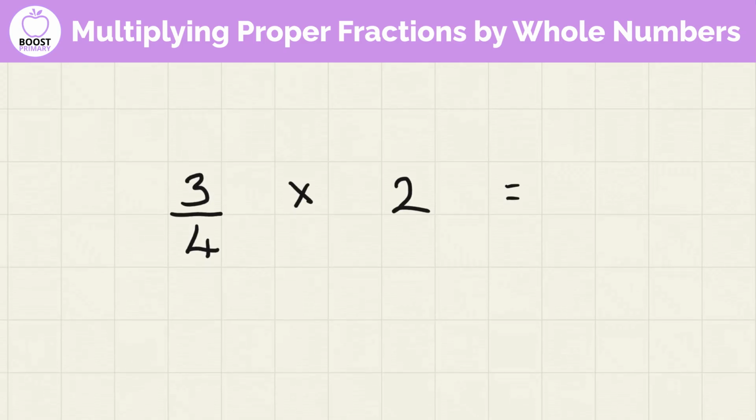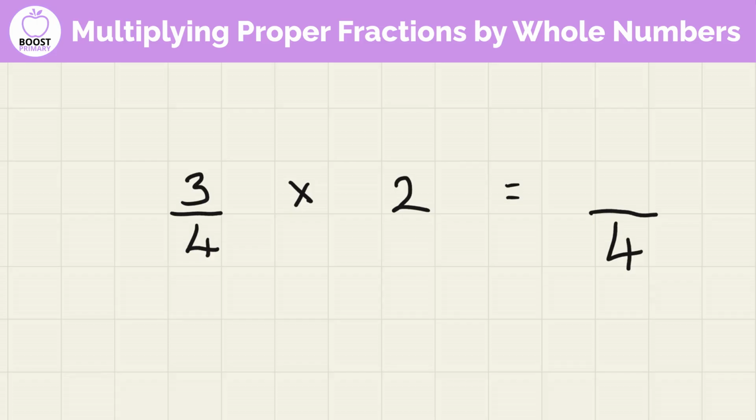Let's look at a final question. 3/4 times 2. Keep the denominator the same. Multiply the numerator by the whole number. 3 times 2 equals 6. 3/4 times 2 equals 6/4. For this question, the answer is an improper fraction.